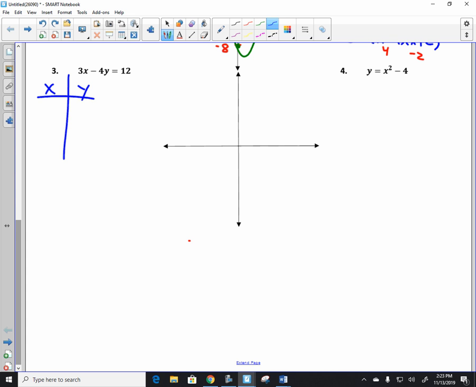Here we go. X, Y. I want to find which intercept. What do you want to find, Gav? He wants to find the X-intercept, so he's going to plug in 0, 4. And what do you get? Big old 4.